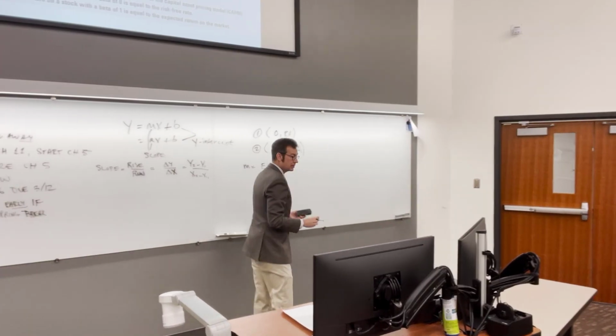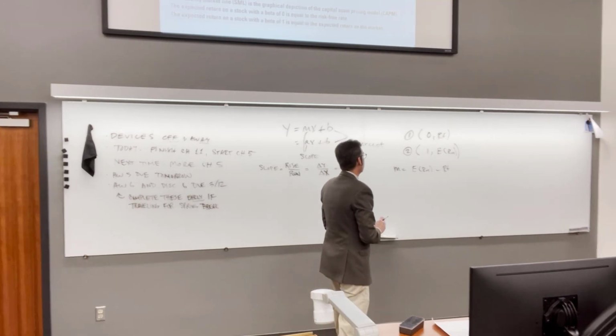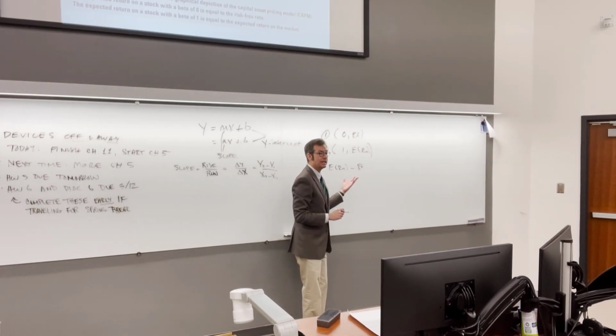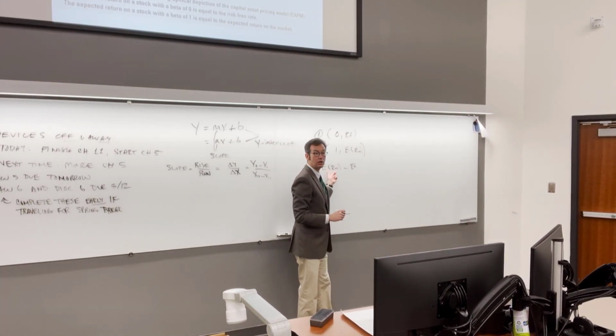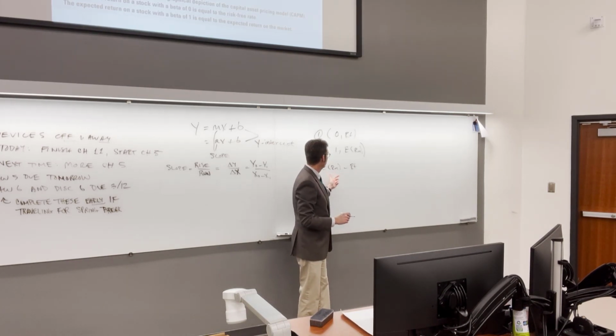Now, this thing hopefully looks a little familiar to you. You remember we said that the risk premium of anything is just the expected return on that thing minus the risk-free rate. Okay, so this has a special name. It's the market risk premium, because this is the expected return on the market minus the risk-free rate.